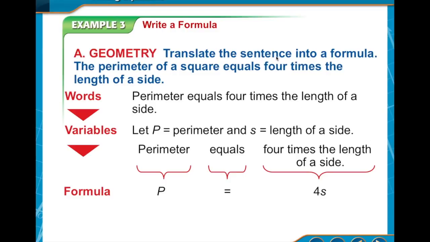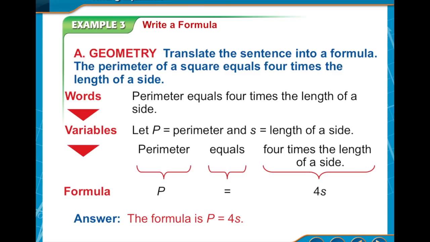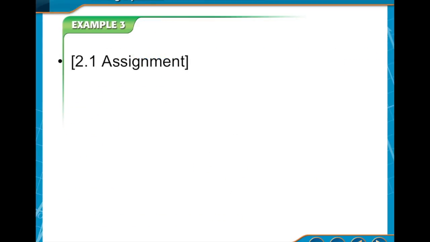Can you understand the information? Can you change it into a different format? So for 3A, P equals 4S is our solution. So if you can understand formulas, you can understand how to write those equations, take words and make them into equations, and take equations and make them into sentences. You will be okay with this section going forward. Good luck, and let's be on task.